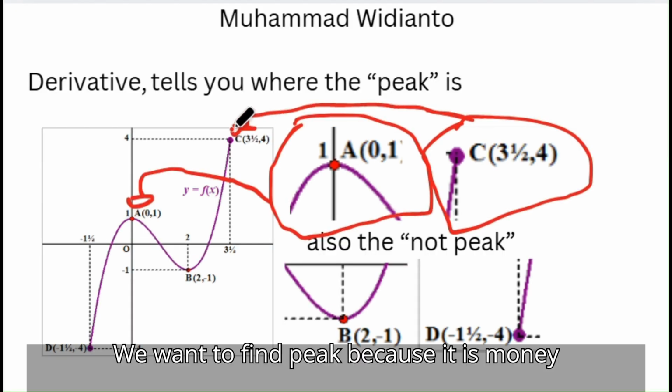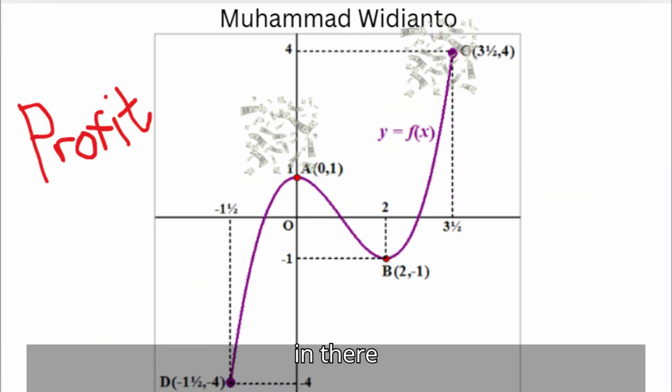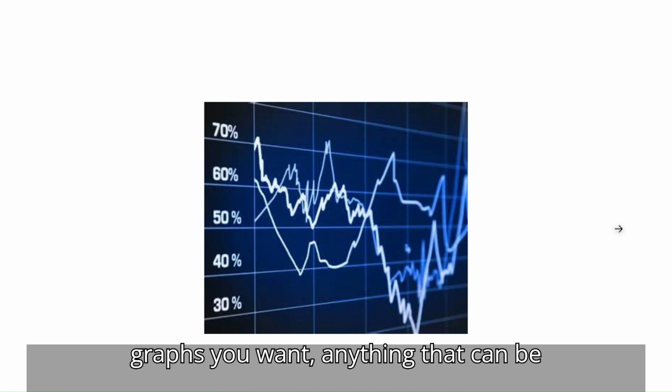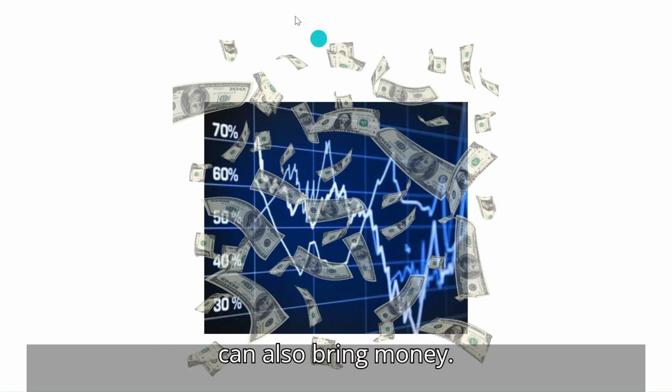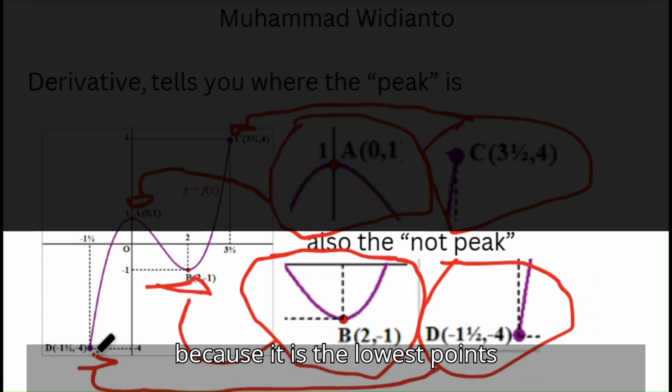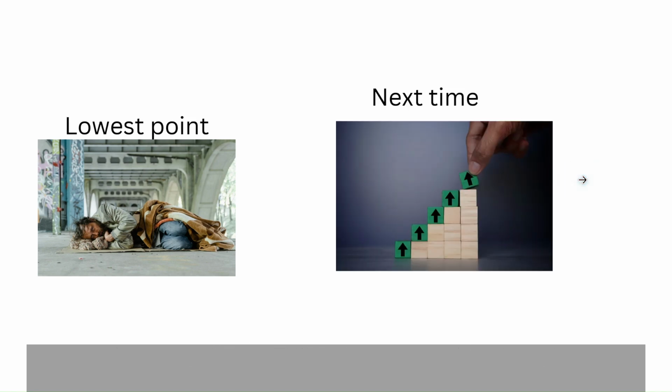We want to find the peak because there is money in there, and it can be included in the real graph, stock graph, whatever graphs you want, anything that can be measured. It can also bring money. We also need to know the not peak because it is the lowest point in the graph, and we need to know what our worst moments in the business were so we can improve the next time we run the business.